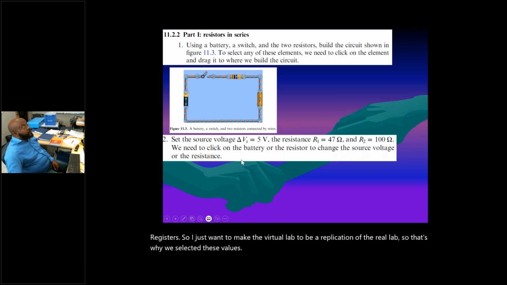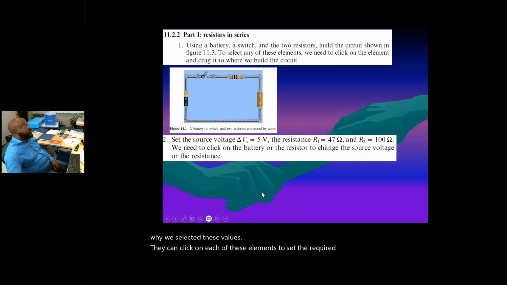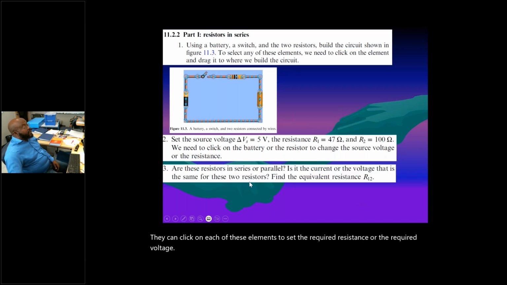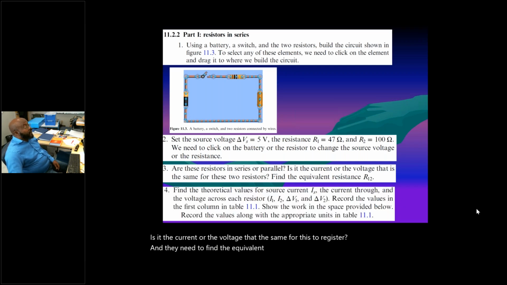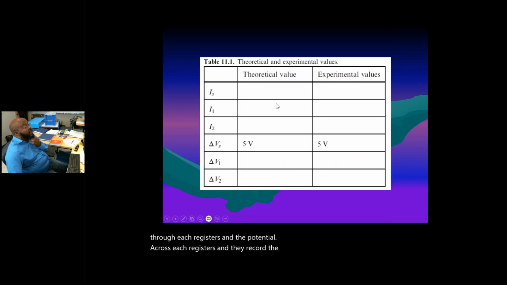And they can click on each of these elements to set the required resistance or the required voltage. And then there is a question: are these resistors in series or parallel? Is it the current or the voltage that's the same for these two resistors? And they need to find the equivalent resistance. And then they make a theoretical prediction for the source current, the current through each resistor, and the potential across each resistor, and they record the values in this column.